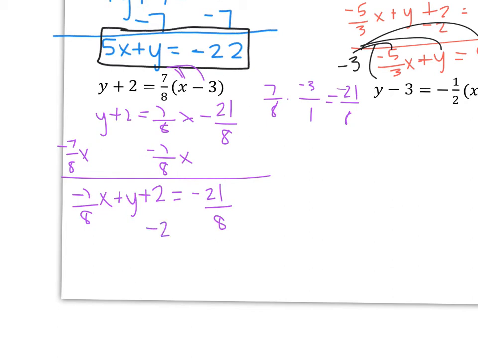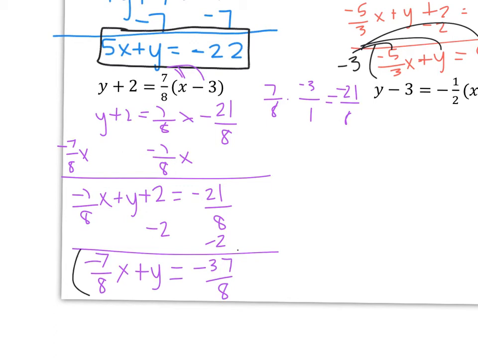Now I'll subtract 2 from both sides. So I get -7/8 x plus y equals, well, let's see here, -21/8 minus 2. We get -37/8. And now this would almost be in standard form, but what rule are we breaking? Well, can't have a negative for our first term, our ax term, and we can't have fractions. So to get rid of that negative, I'll multiply by a negative, and then to get rid of the denominator of 8, I'll multiply by an 8.